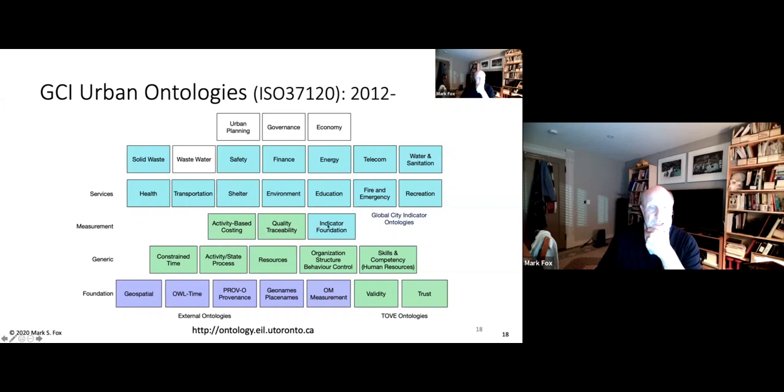And then for the Global City Indicators, we have created a foundation ontology for indicators, and then specific theme ontologies for recreation, fire and emergency, education, environment, shelter, transportation, health, solid waste, safety, finance, energy, telecom, water, and sanitation. These are the only remaining themes within the ISO 37120 indicator standard that we have yet to create theme ontologies for. So basically, we can represent almost all 100 indicators defined in the ISO 37120 city indicator standard using our ontology.